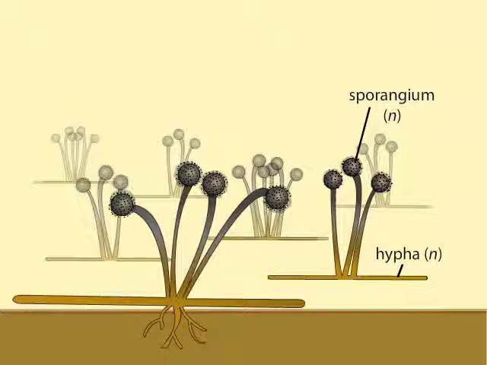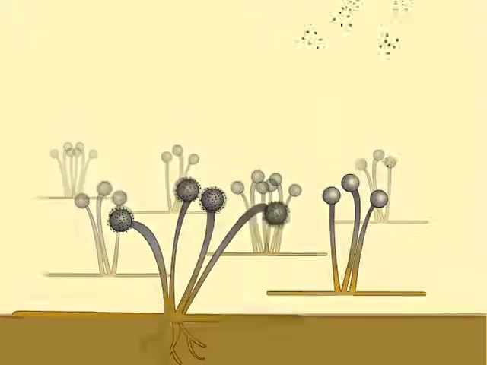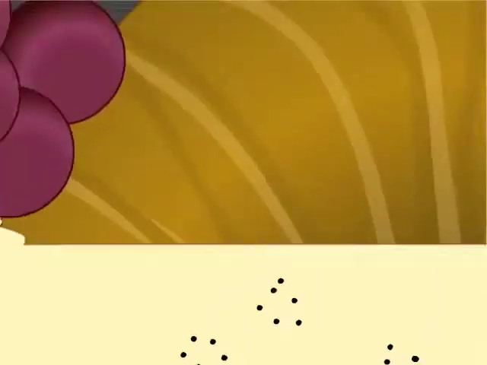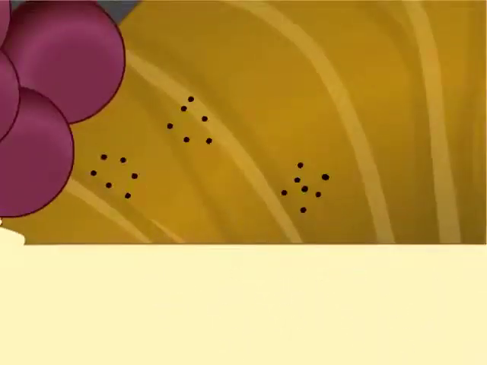During asexual reproduction, spore-filled sporangia develop at the tops of stalk-like hyphae. The sporangia and hyphae are haploid. Sporangia break open and their haploid spores disseminate. Spores travel by air to other locations and may land on suitable food sources, such as a flaky croissant.